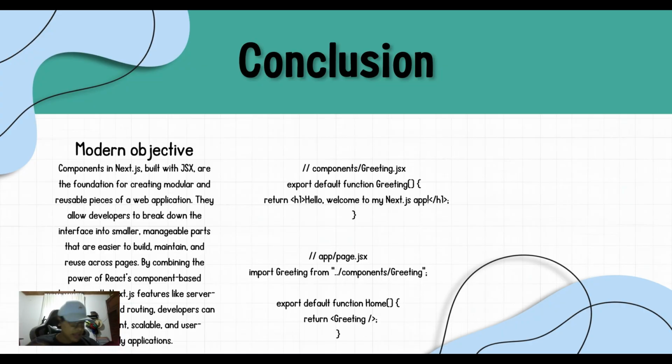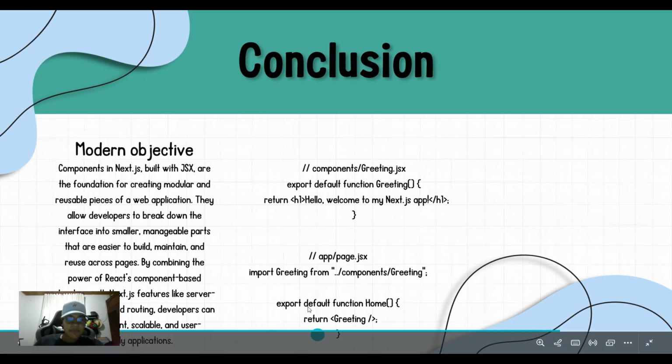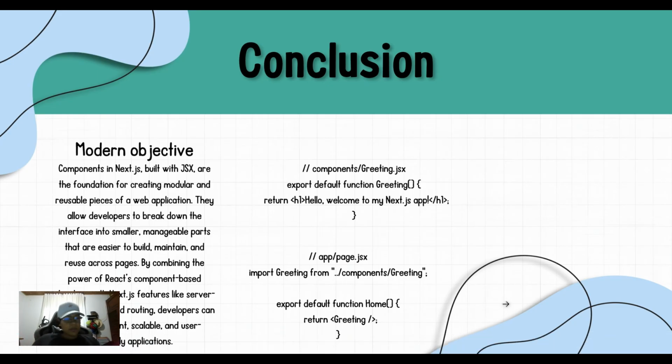With features like server-side rendering and routing, developers can create efficient, scalable, and user-friendly applications, as we saw in the very first explanation the teacher gave us. Server-side rendering is important to keep in mind because you need to be efficient, not overcharge your server, and be able to connect every piece of code very easily.